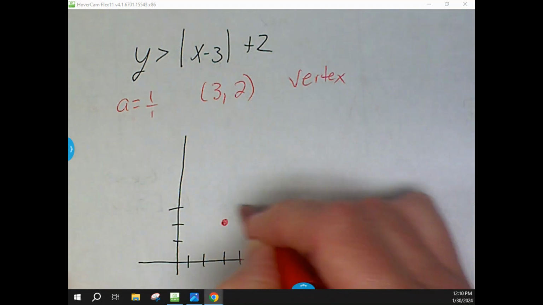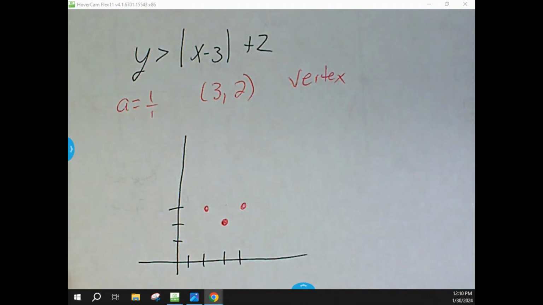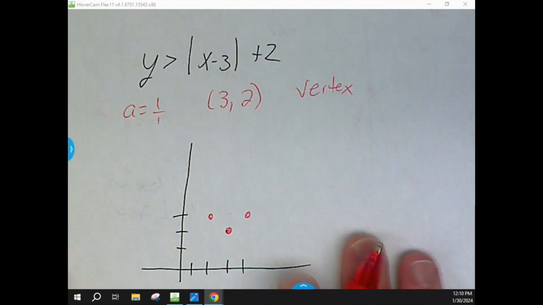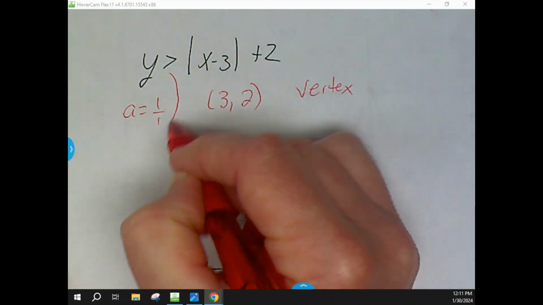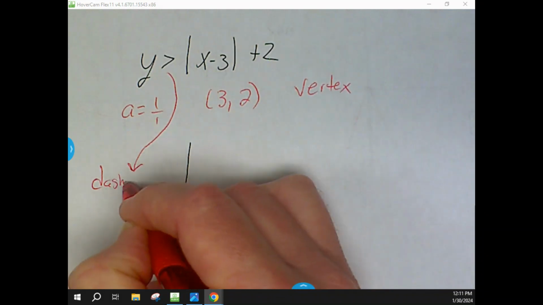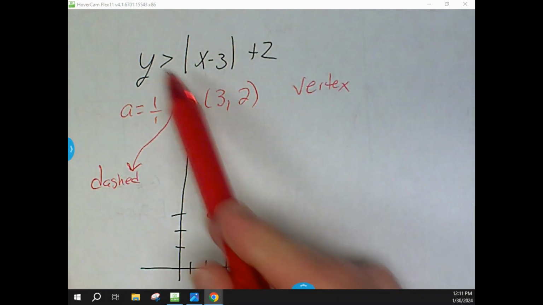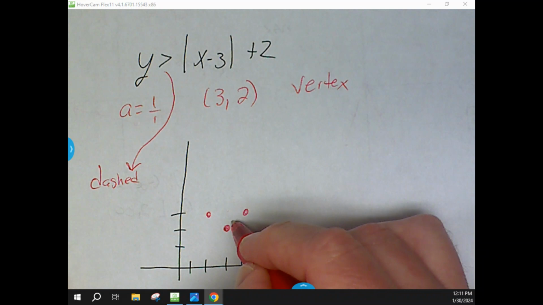And again, slope is 1 over 1. So we're going to go up 1 over 1 this way, up 1 over 1 that way. Now, here's the difference with these. Because of the less than or the greater than part on this one, when you draw it, because it's just greater than, that's going to be dashed. Where if it had the bar underneath it, we'd make it solid. There's no bar, so it's going to be a dashed line.